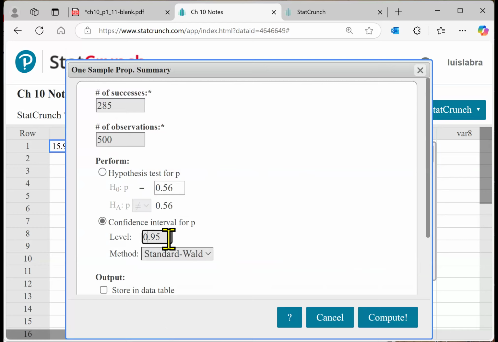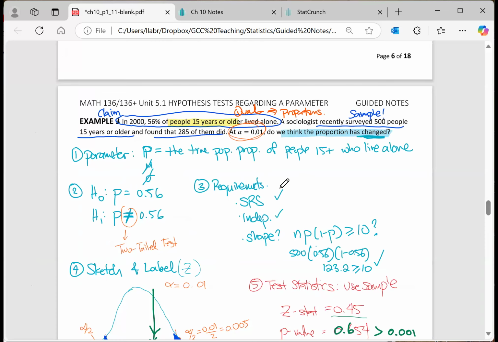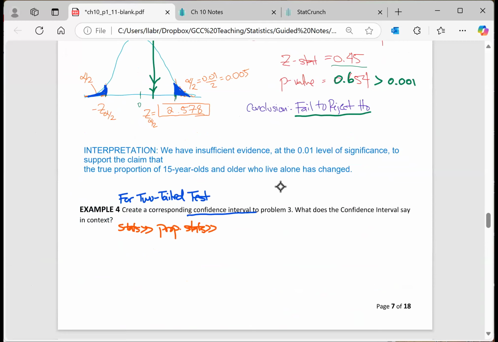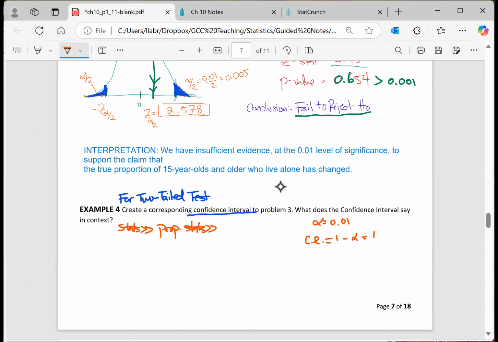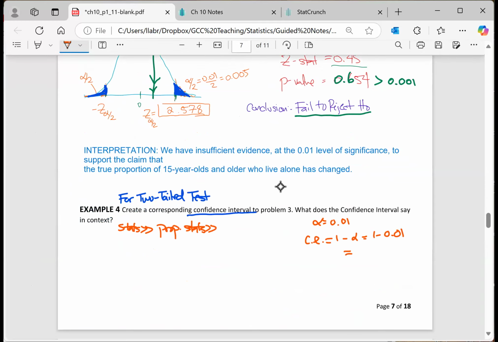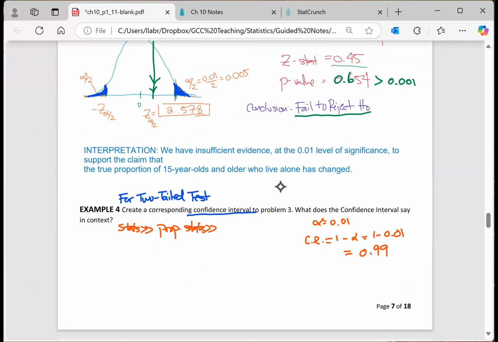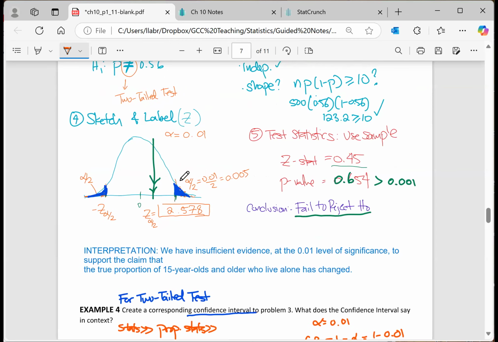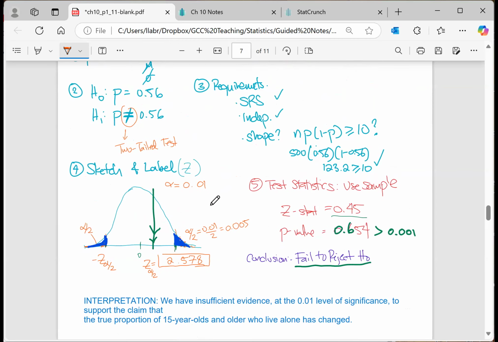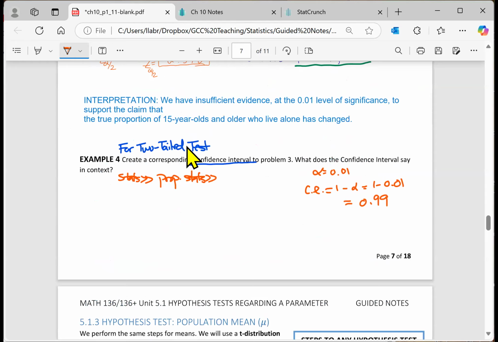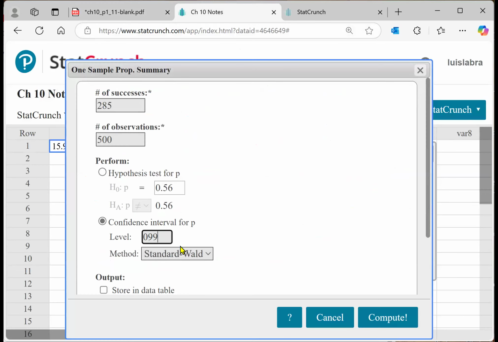Now notice, you have to tell me the level, which is not something that was given here. But if alpha is 0.01, then the confidence level is 1 minus alpha, so there's a 99% confidence interval. You're basically saying I need very convincing evidence, because the probability of a sample just doing this at random is 1%. This is us asking for a lot of evidence before we reject the null hypothesis. That corresponds to a 99% confidence interval.